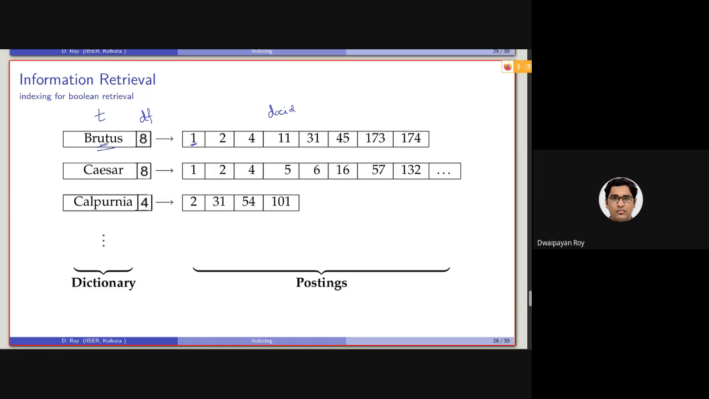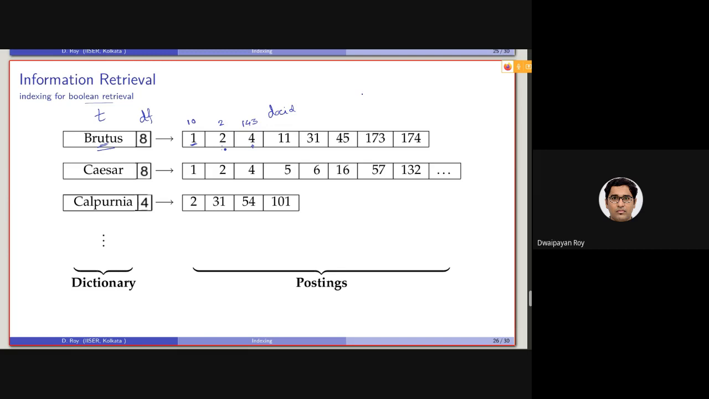It might be the case that Brutus is present in this document, say 10 times, in this document, say 2 times, and in this document, say 143 times. With our human intelligence, we know that this one seems to be more relevant for Brutus as compared to this. But from these posting lists, we have no way to distinguish that this is much more important than this one, because we are only storing the presence or absence. That's why we end up with Boolean retrieval still.